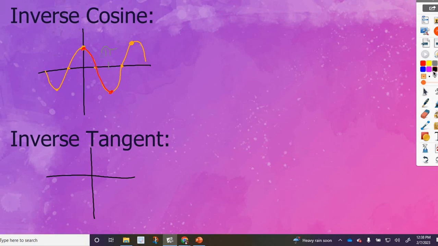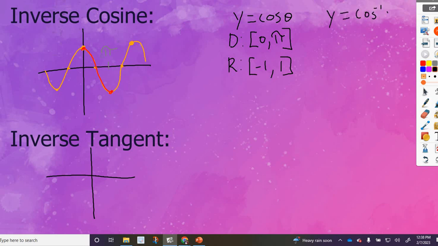The only difference now is that this second value is going to be at pi. So, for our cosine, we're going to let the domain go from 0 to pi, and our range is still negative 1 to 1, which means that our domain and range of cosine inverse are flipped. Are we all okay with that?